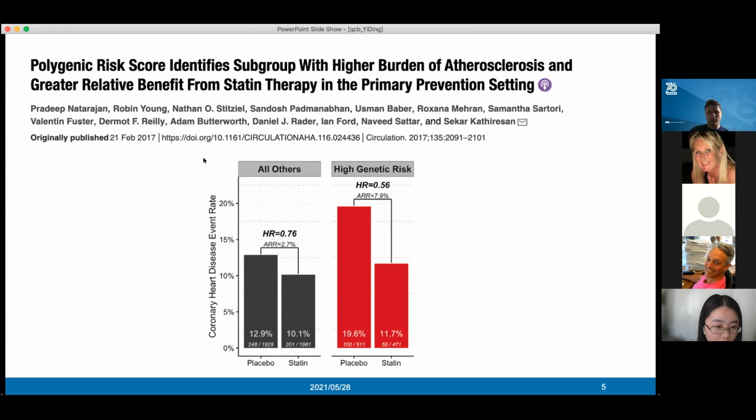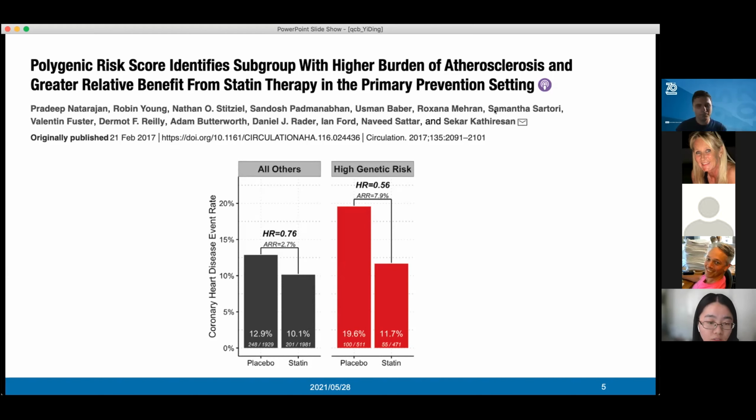For example, in the left panel, it shows that for the low genetic risk individuals, statin can reduce the coronary heart disease event rate by 23% comparing the statin treatment group and the placebo group. While for the high genetic risk group, the statin treatment can have a much larger reduction in the risk. It can be 44%. And all this evidence, along with many others in the literature, shows the potential of the PRS in the clinical setting, and people are motivated to implement the PRS in clinical practice to facilitate personalized medicine.